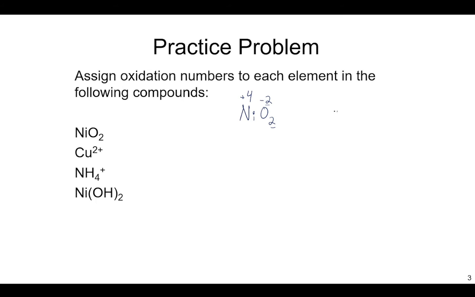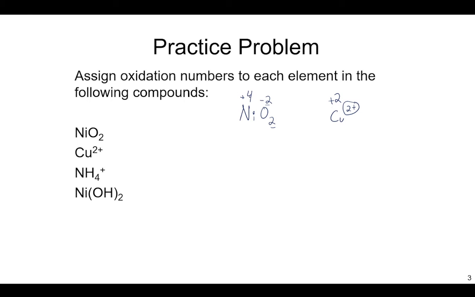We can do the next one for copper. It's just a single atom of copper that has an ionic charge of 2+, so that is the oxidation number, 2+ or +2 for copper. Doesn't matter if you want to write this as +2 or 2+ when you're referring to the oxidation number.